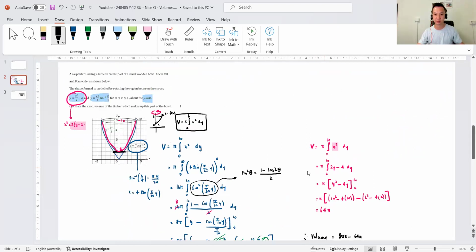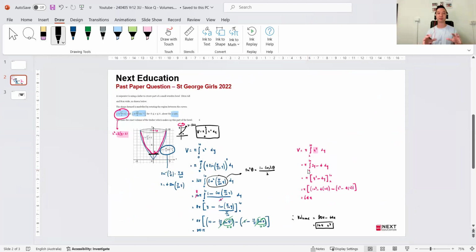Guys, how was that? It's a nice little question, right? It's just made a little bit complicated with the sine inverse, but you just have to make x the subject. Once you do that for the blue, obviously I did the pink first because it was easier, with the parabola, hammer that out. And then once you do blue and pink, take the subtraction, that's your volume.